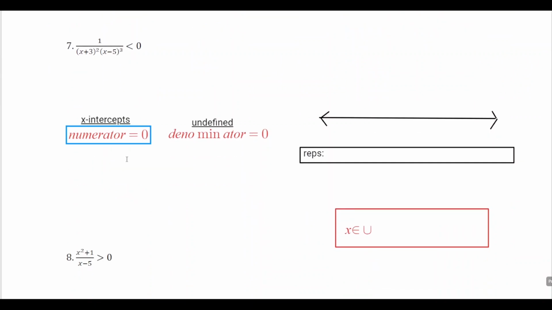Number 7, this one's kind of nice. Not only do we have 0 on one side, but it's already totally factored out. So this one shouldn't be too bad. No x-intercepts here. We can't set 1 equal to 0, so we're just going to say there are no x-intercepts, which means this function will never equal 0.